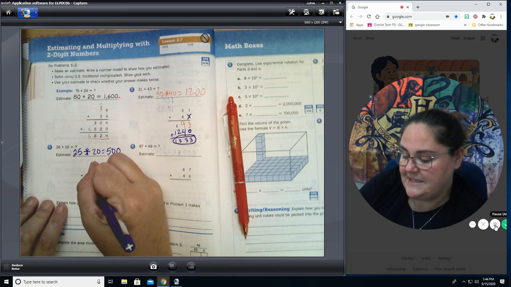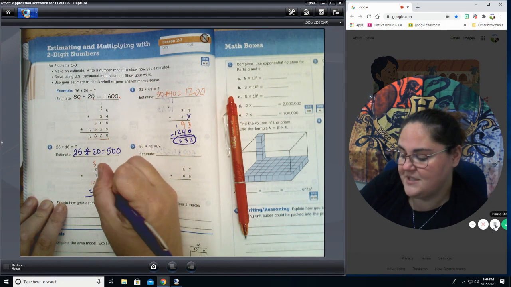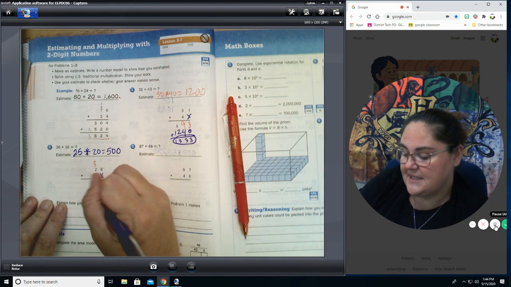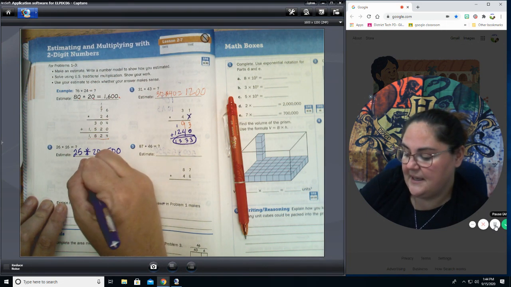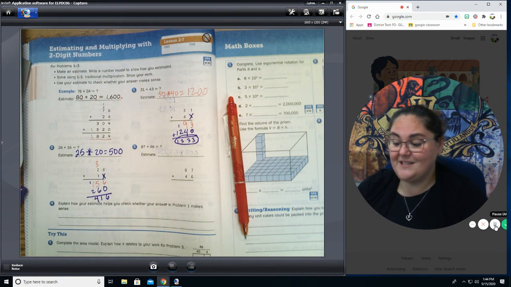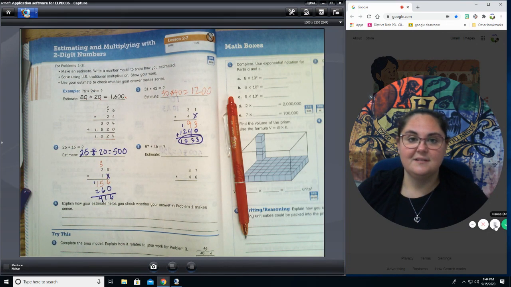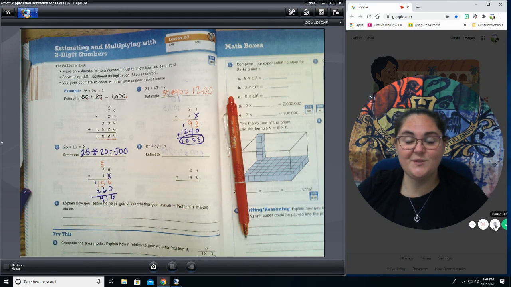1 times 6 is 6. 1 times 2 is 2. Add those together. 6 plus nothing is 6. 5 plus 6 is 11. Carry my 1. 2 plus 2 is 4. 416. Is that close to 500? Yeah. So is that answer correct? Yes.